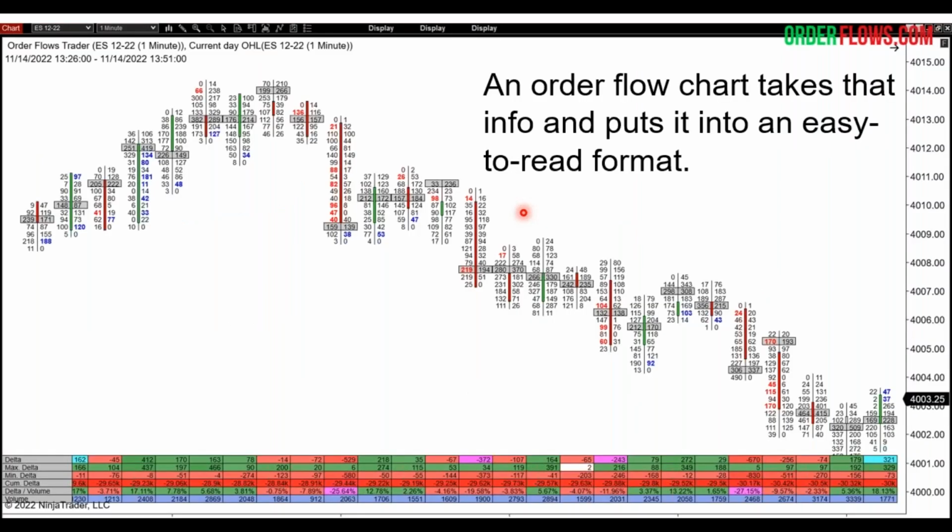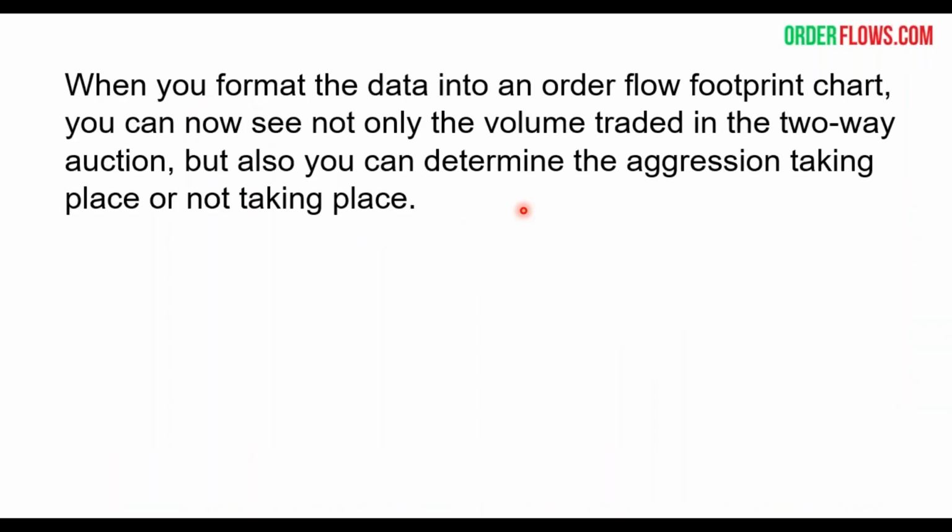Whereas when you're looking at a footprint, it's not changing. Once it prints there, the bar closes, the footprint's not going to change. That's it. That's history already. That's the fact. So when you format the data into an order flow footprint chart, you can now see not only the volume traded in the auction, but you can determine the aggression that's taking place, or again, not taking place, right? We spent a lot of time talking about the aggression that's taking place, but you should also pay attention to when there's a lack of aggression or lack of volume taking place.